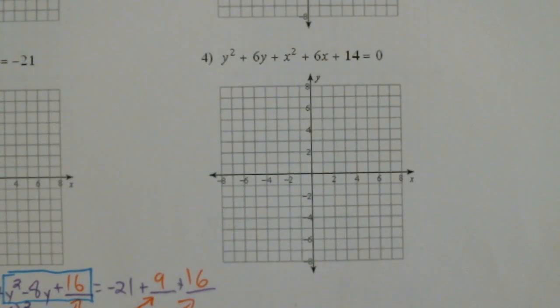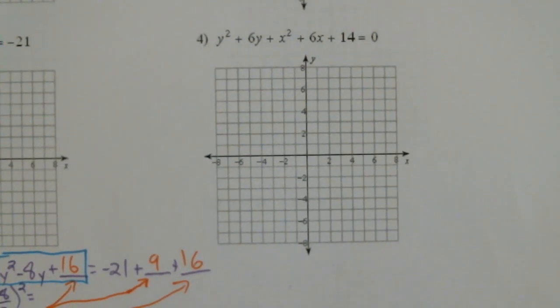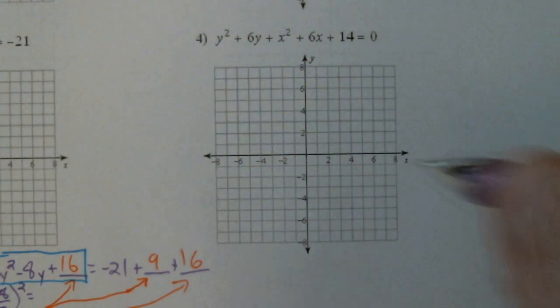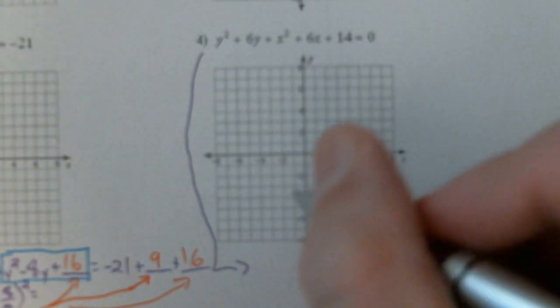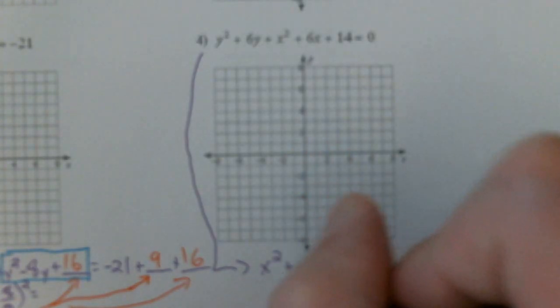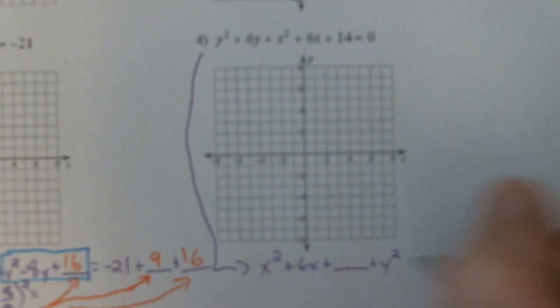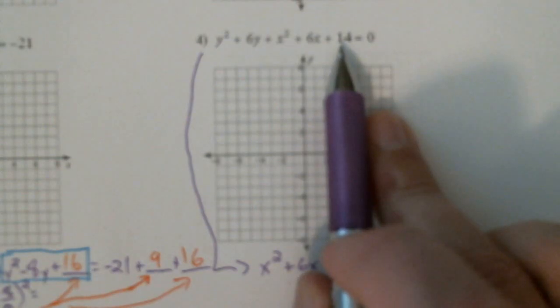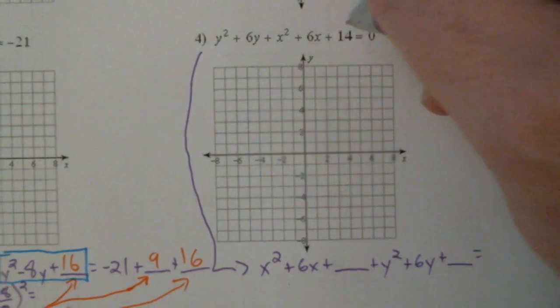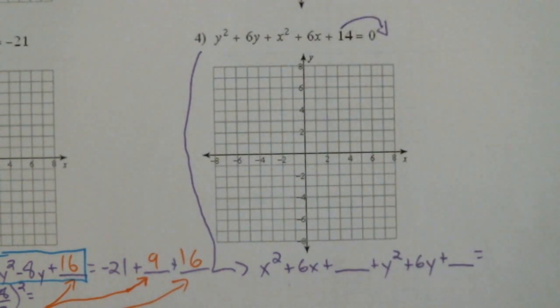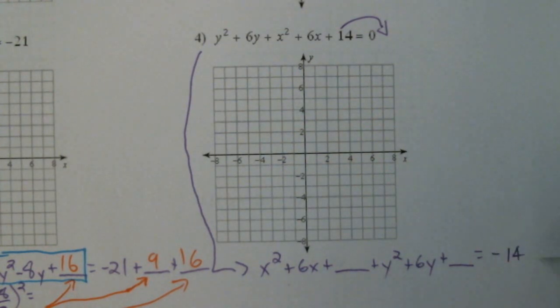Alright, number 4. We are in this general form here, so it's the same thing. I need to get my x's together, my y's together, so I'll bring this guy on down right here. So I'm going to match up the x's, x squared plus 6x, there's our first plus blank, and then plus the y squared, where's the other y, plus 6y, plus blank, equals, now what do I have to do with that guy? I have to move that guy to the other side of the equation, so that needs to be a negative 14, and then I'm going to have 2 plus blanks.